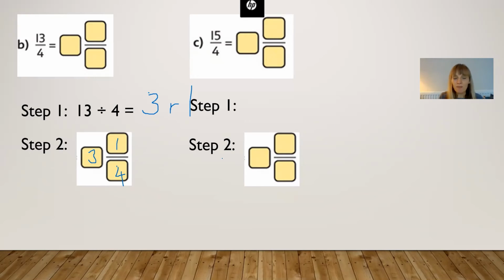Okay, so have you had a go? So hopefully what you've done for this one is you should have done 15 divided by 4. Okay, so I'm going to count in my 4s. 4, 8, 12, 16. Well, 16 is too far. I'm going to go back. 4, 8, 12. So I've got 3 wholes.